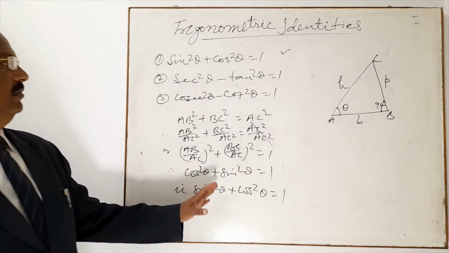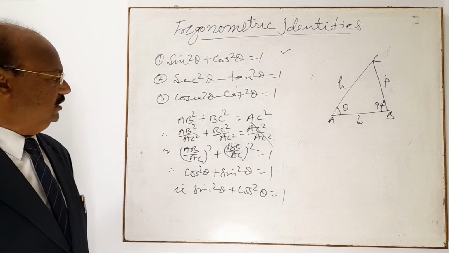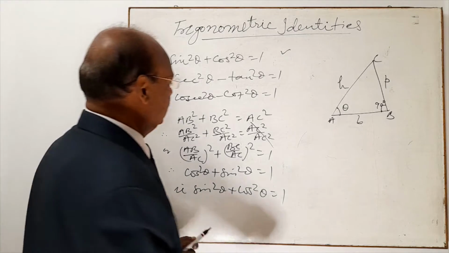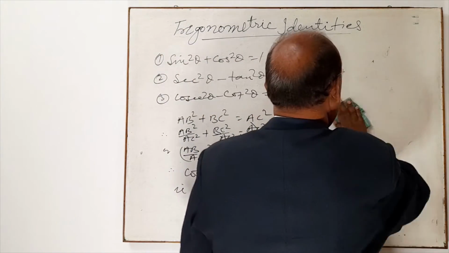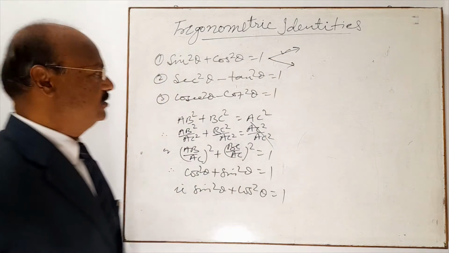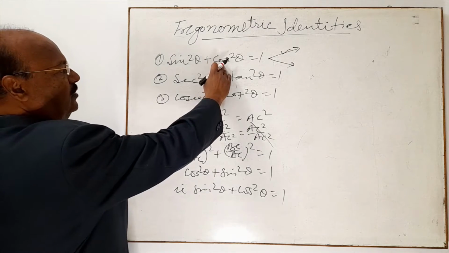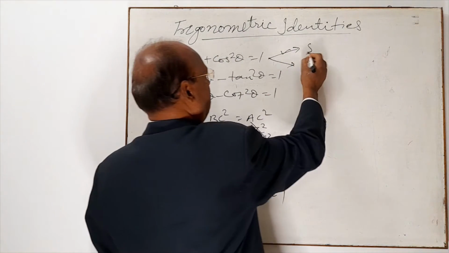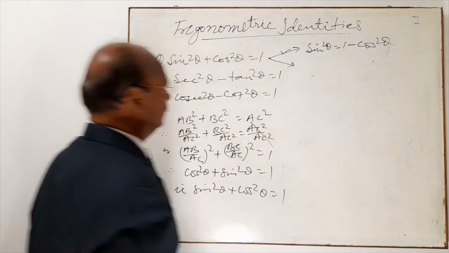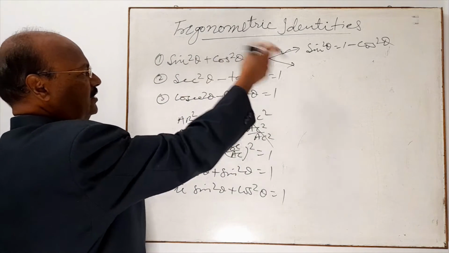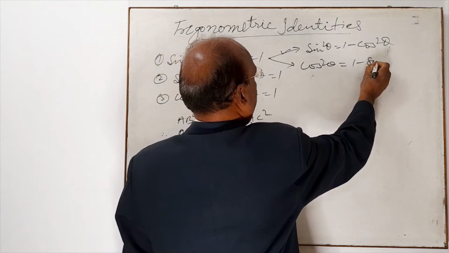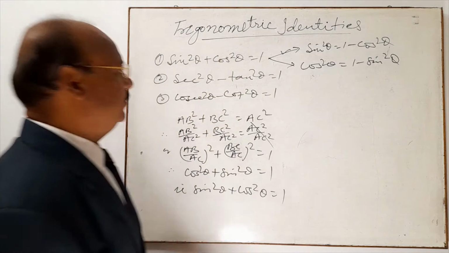In this way, we can establish these two formulas also. Now, you can do one more thing here. With the help of this formula, we can write two other results also. If you transpose this cos square theta to right hand side, we can write sin square theta is 1 minus cos square theta. And if we transpose this sin square theta to right hand side, you can write cos square theta is equal to 1 minus sin square theta.